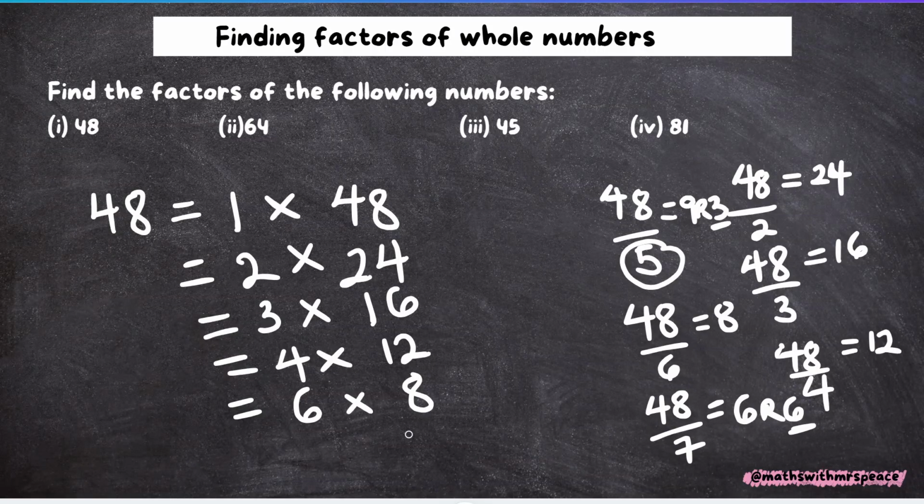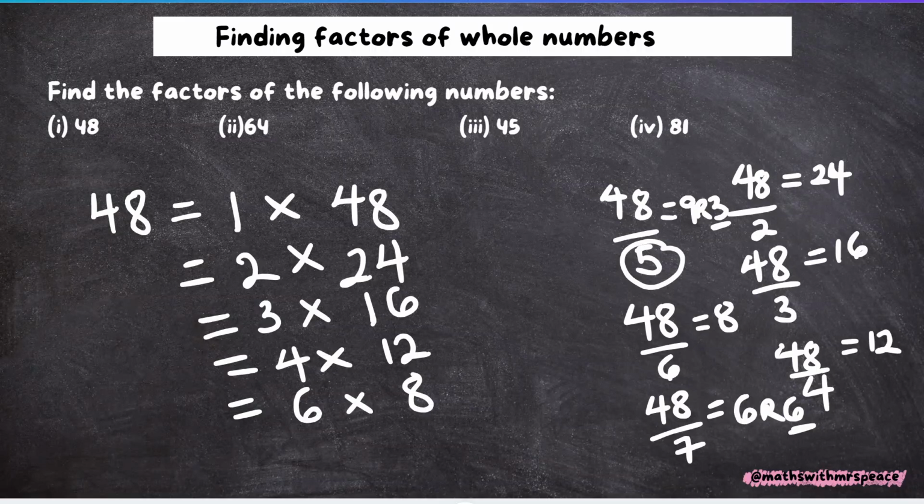And after 7, the next number we have is 8. But we already have 8 here. If I go ahead to write 8, it's going to be 8 times 6, which is going to be a repetition of 6 times 8, because of course you know that multiplication is the same either way. 6 times 8, 8 times 6 is the same thing. So there's no point repeating 8 times 6. So at this point, I'm going to stop.